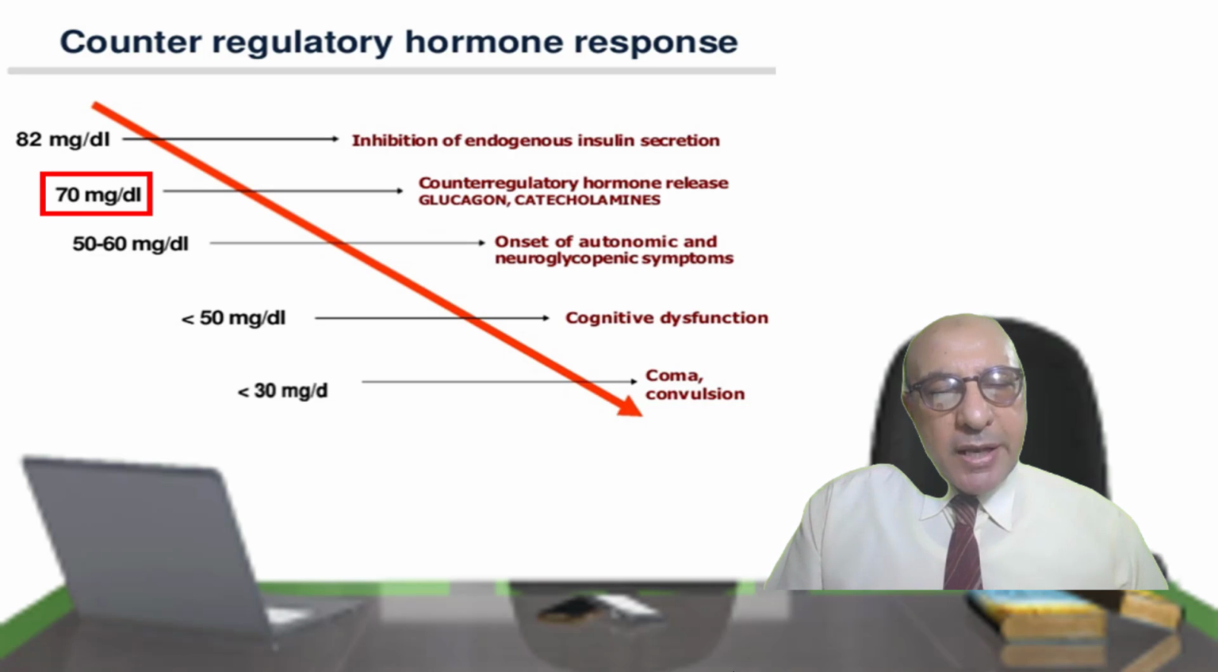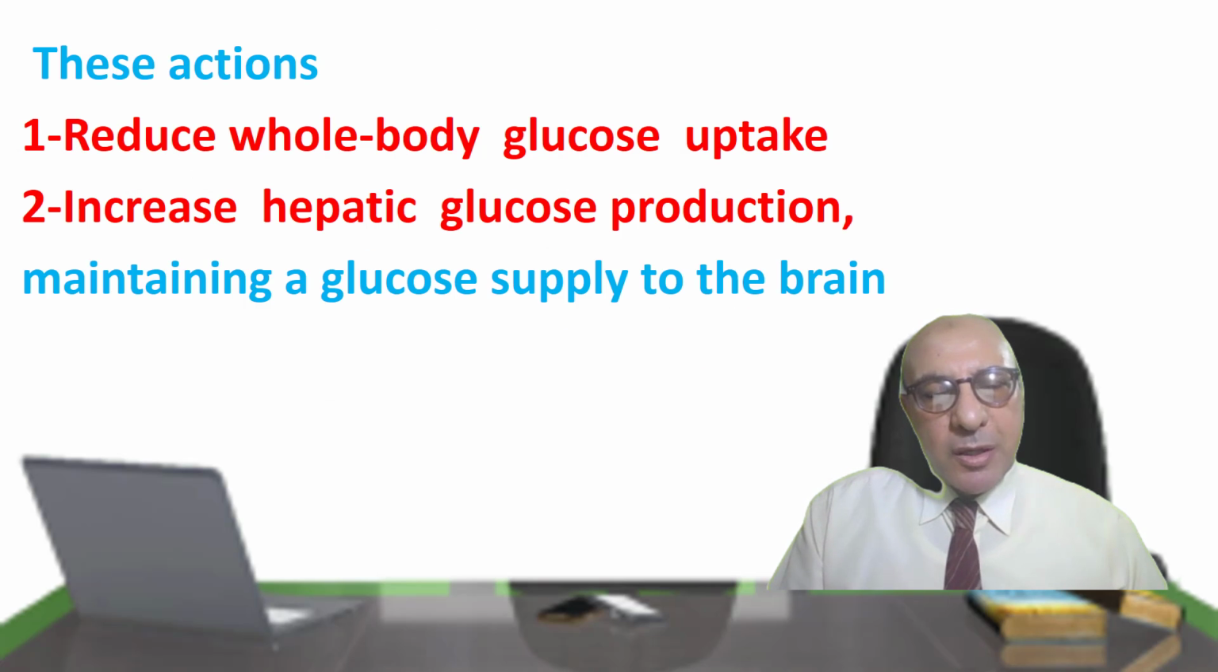As we said, the actions of the counter-regulatory hormones in normal persons aim, number one, to reduce the whole body glucose uptake, to be conserved for the use of the brain. Number two, it will increase the hepatic glucose production from the liver. And it is important to realize that for these counter-regulatory hormones to work properly, the liver function must be normal.